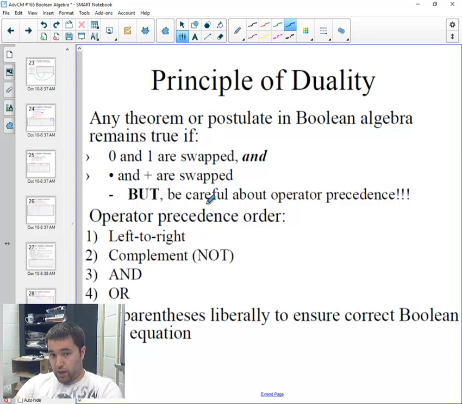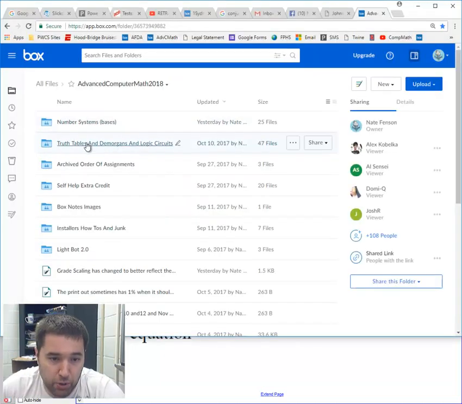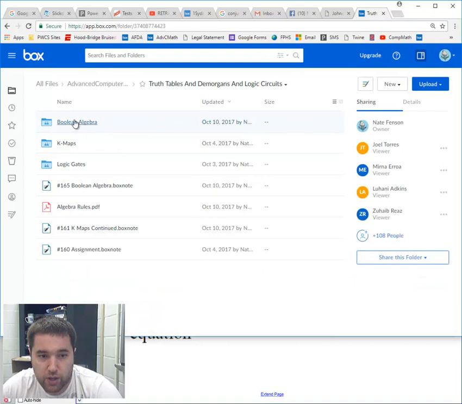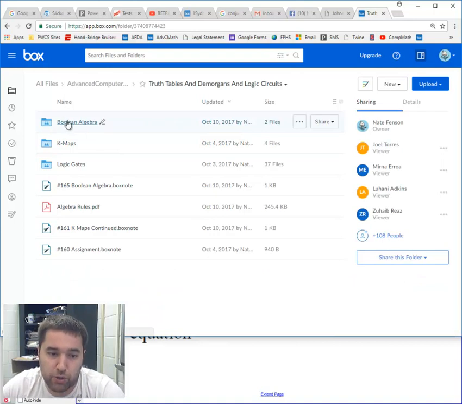And this again is the notes on principal duality, not by mine. So if you don't like my way of explaining it, here's a different way to explain it. If you go to box.com, truth tables, De Morgan's, and logic circuits, it will be in the Boolean Algebra folder soon, but right now it's 165. Click on that, do that.